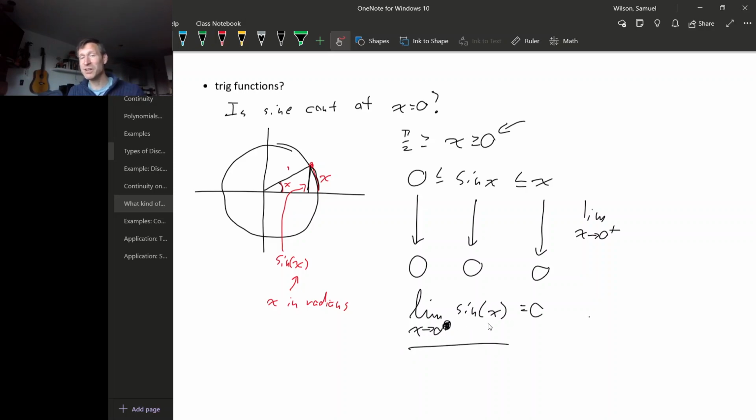All right, so we know the limit of sine as x goes to 0 is the value of sine at 0. Notice that 0 is sine of 0. So this says that sine is continuous at 0.